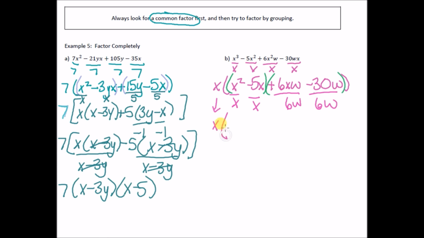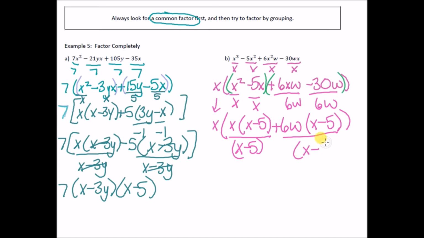Okay, so our first common factor is going to be x, and we're left with x minus 5. Our second common factor is going to be positive 6w, and we're left with x minus 5. Which works out perfectly because now our common factor is x minus 5. Divide both terms by this. Now, we had a common factor of x, and we had x minus 5, and what's left over is x plus 6w.